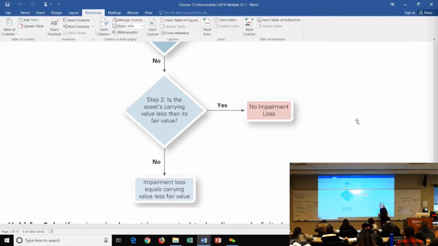Now, before we go to an example, we need to understand that this will change if we don't amortize. If these are indefinite life assets, we're not going to wait until impairment indicators appear. We're going to test for this every year. We'll talk about also some of the exceptions that you've got.